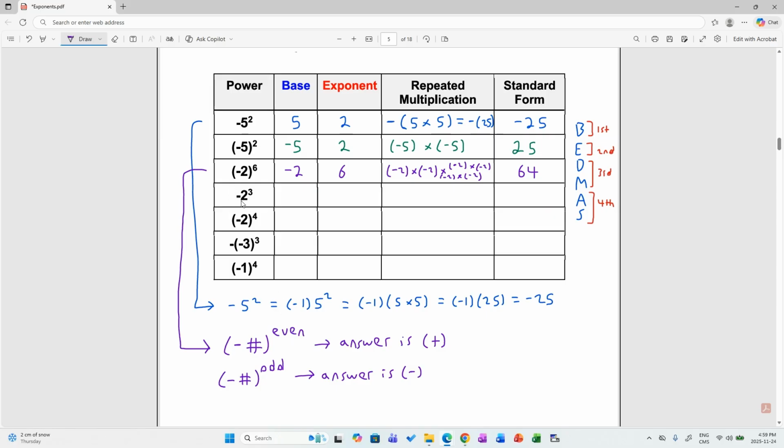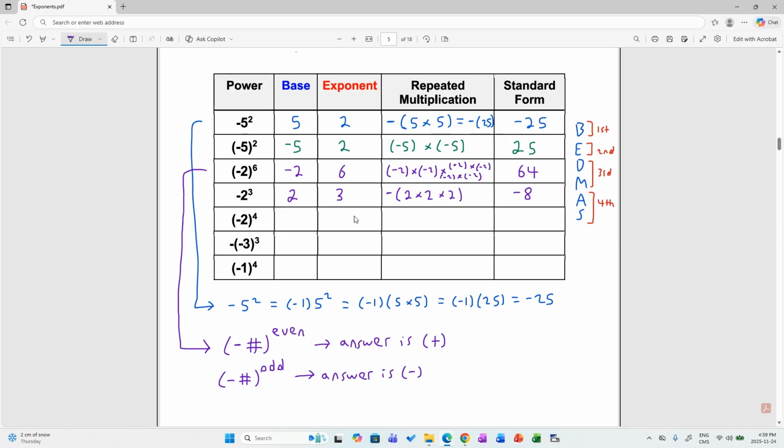Okay, let's move on. I have negative 2 to the power of 3. In this case, we talked about it. If the negative is not inside the bracket, then my base is simply going to be 2. I'm going to ignore the negative here. This is 3, so my exponent is 3. So that 2 just lies right outside. And then I'm simply going to compute 2 times 2 times 2, 3 times. Now 2 times 2 times 2 is 8, and that negative still exists. So I'm going to write it as negative 8.